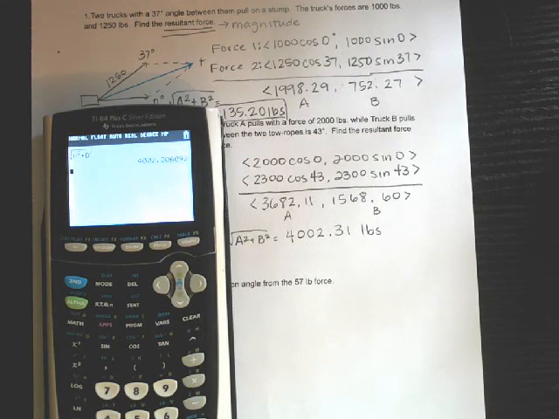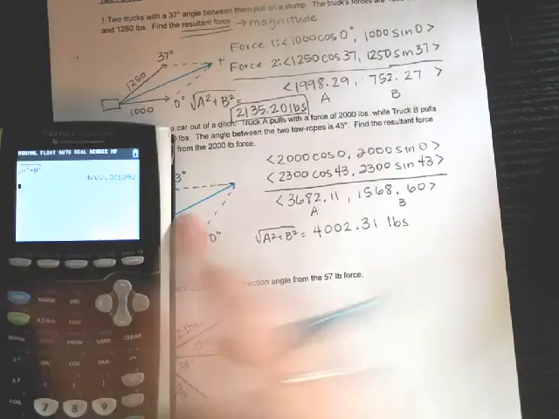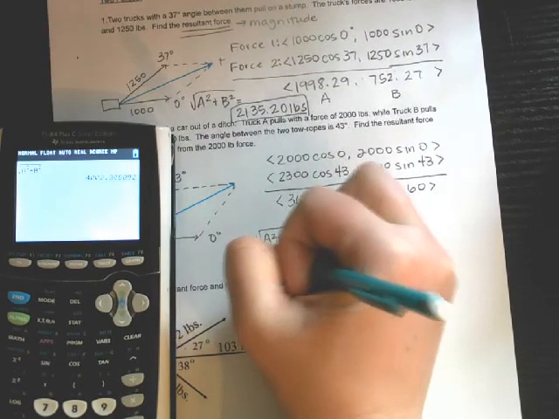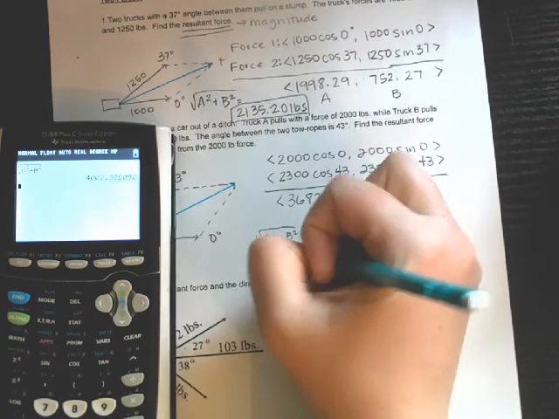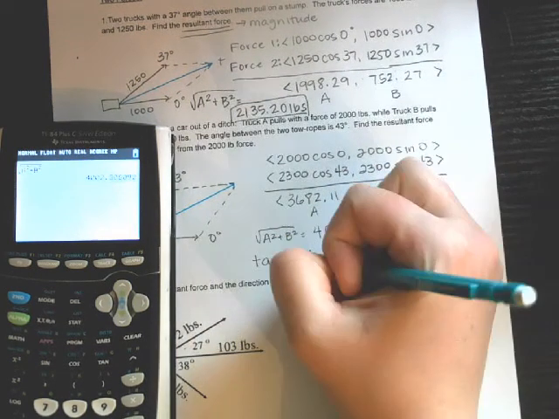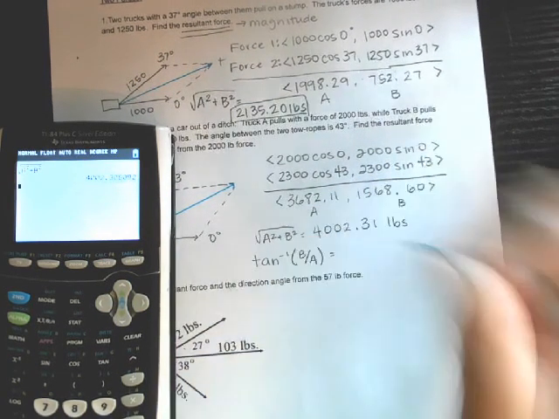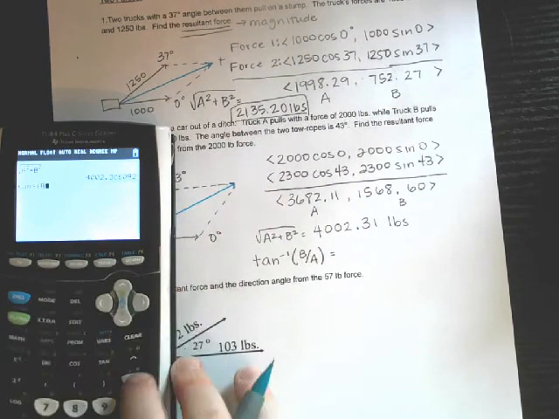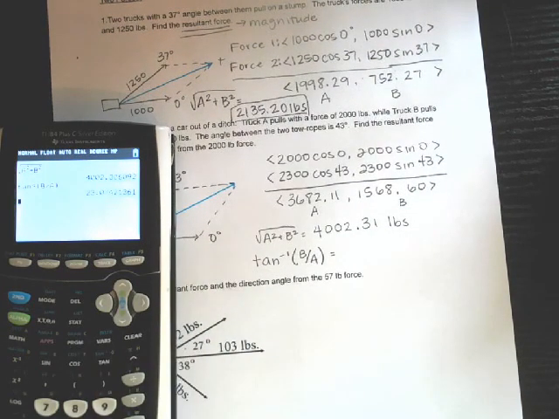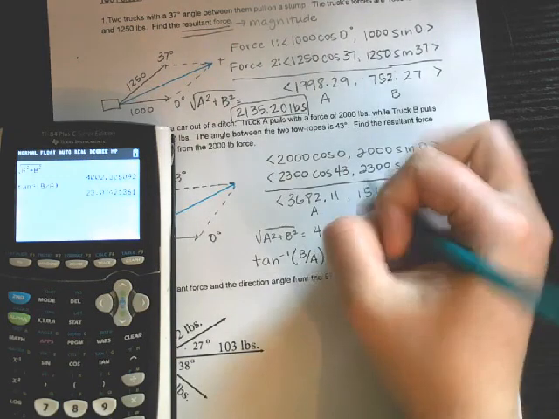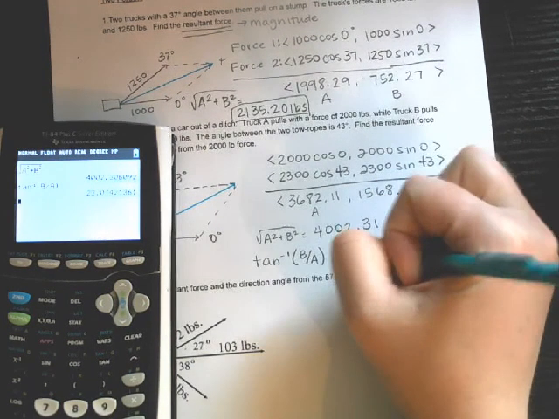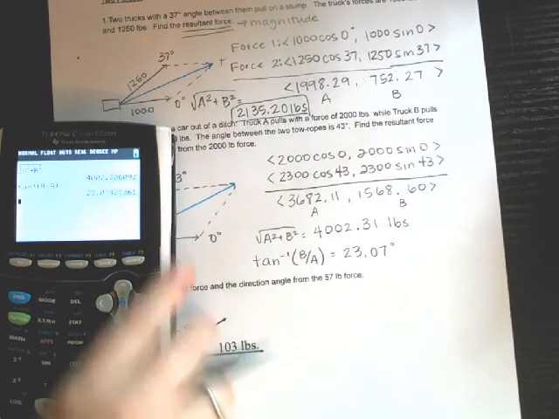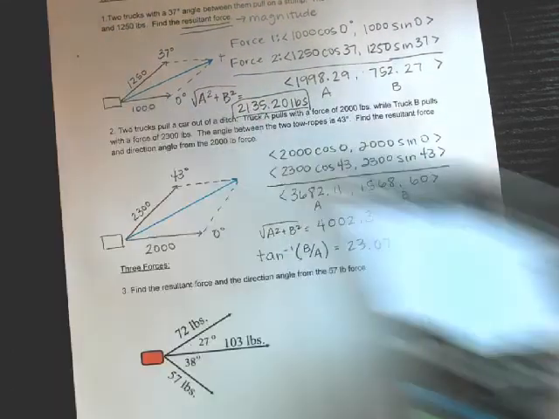All right, and then the last one is to find the direction angle. You did direction angle with Mr. Recht, and he always told you to do the tangent of your angle would be your vertical over your horizontal. So I'm just going to end up going inverse tangent of my vertical, which was saved as B, over my horizontal, which is going to be A. So inverse tangent of B over A.